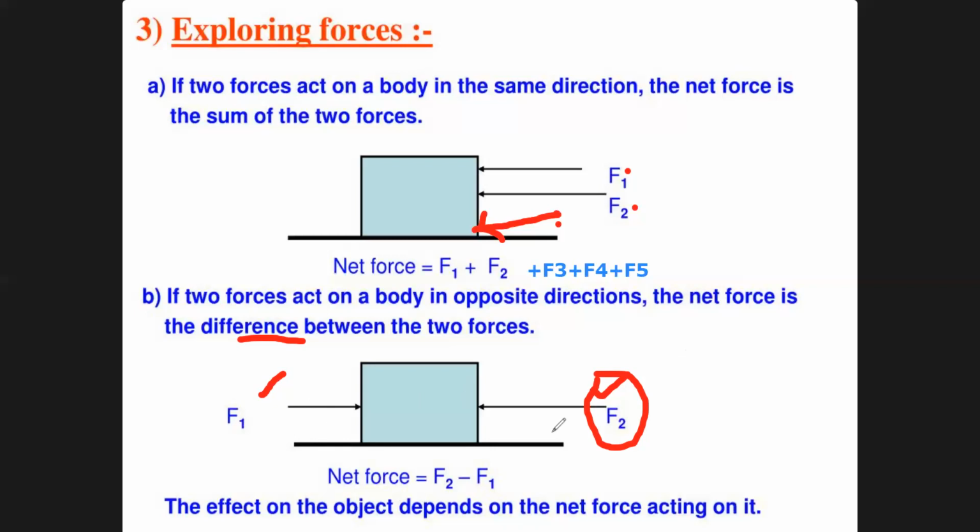So please remember, if the forces are acting in the same direction, all the forces should be summed, or added up. When two or more forces are acting in opposite directions, as we can see here, we have to take the difference between those forces, right?